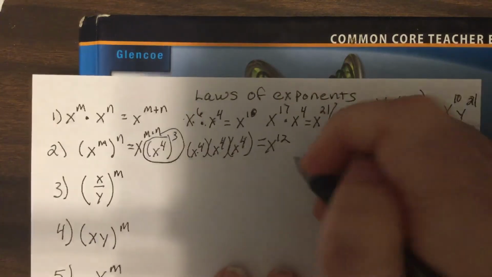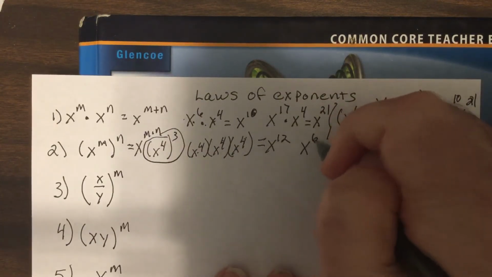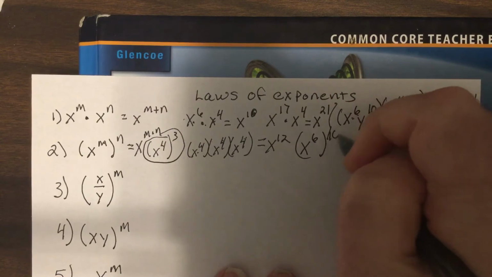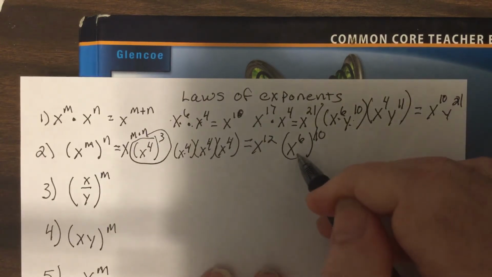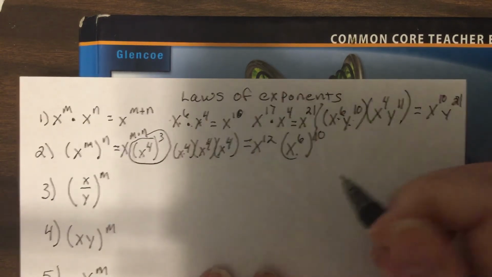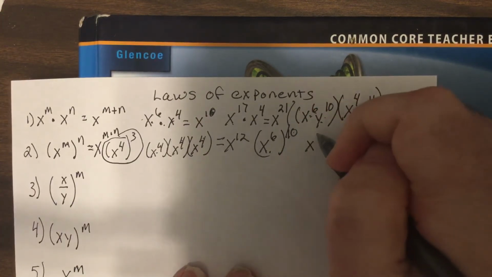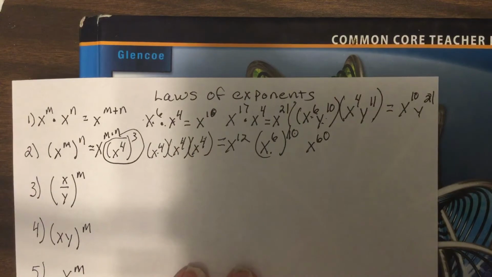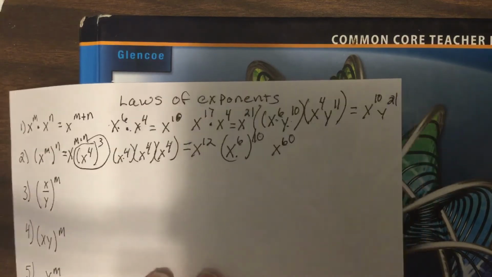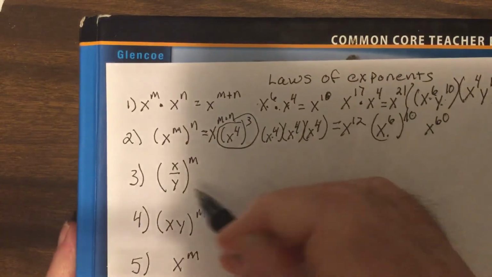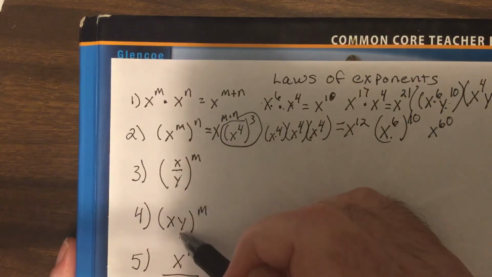So if I said what's x to the 6th to the 10th, you could write out 10 x to the 6's and use the first rule. Or you could say when you have a base raised to a power to another power, you multiply the powers. Now this one, 3 and 4 are really the same.